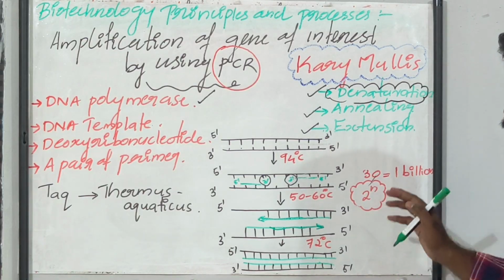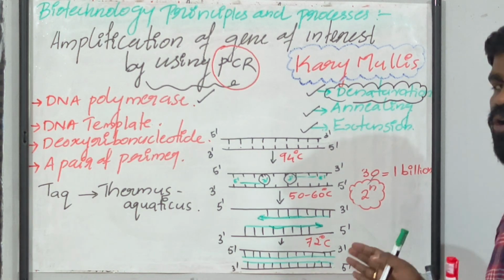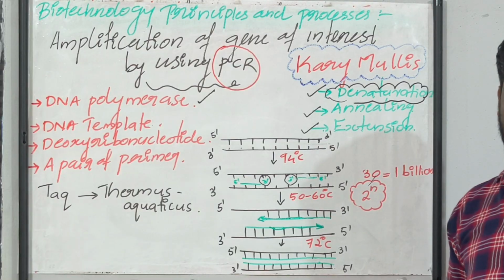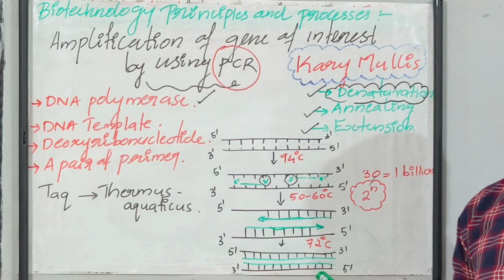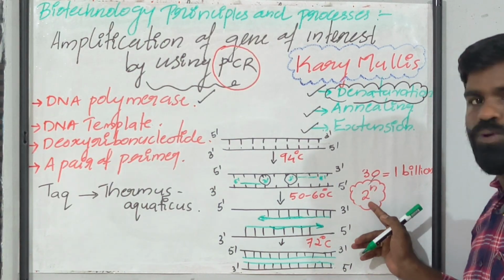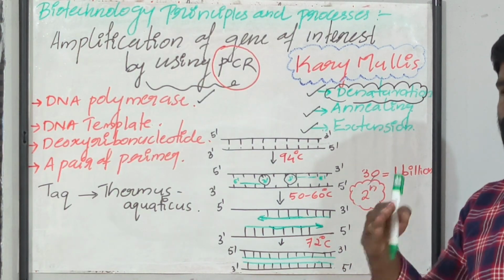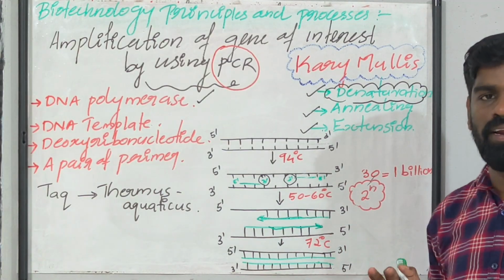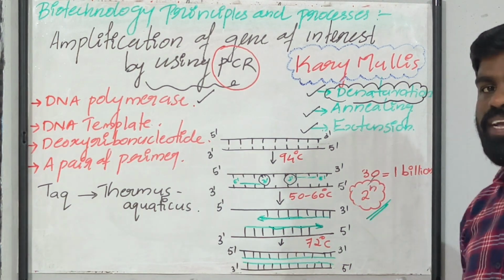Now, 30 cycles of this PCR can lead to approximately 1 billion DNA copies being generated. As I have already told you, amplification can be done. For understanding that, we use a trick: 2 raised to n, where n is the number of cycles. So 2 raised to 30 means we will get 1 billion. If they ask questions related to this, you have to use that trick, 2 raised to n.